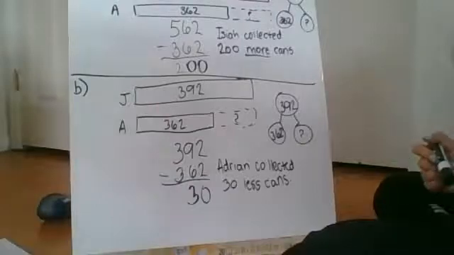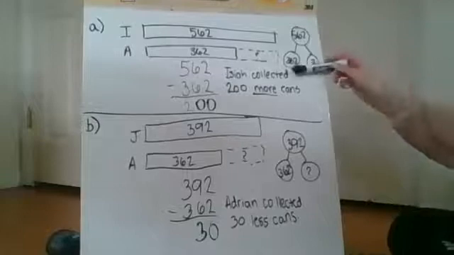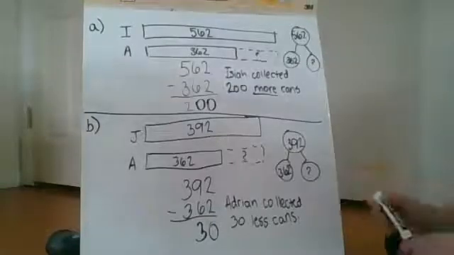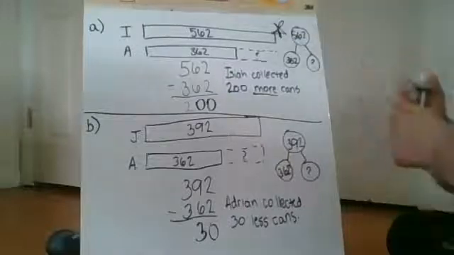So we just solved both parts of our problem, right? We figured out how many more Isaiah collected and how many less Adrian collected. If you got that correct, give yourself a star at the top. Awesome job.